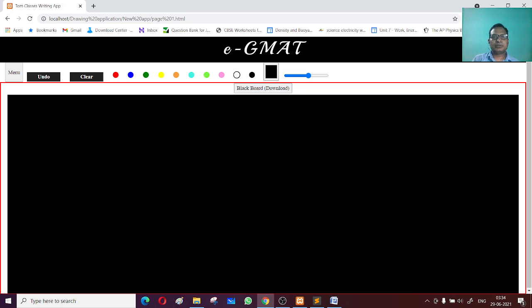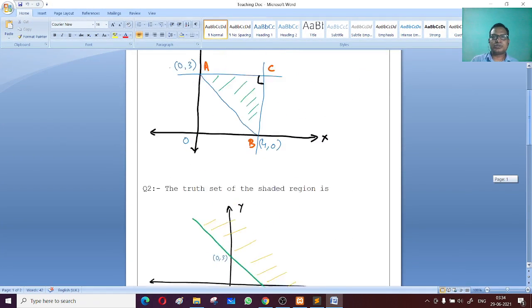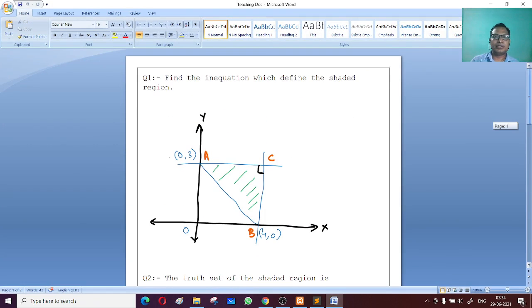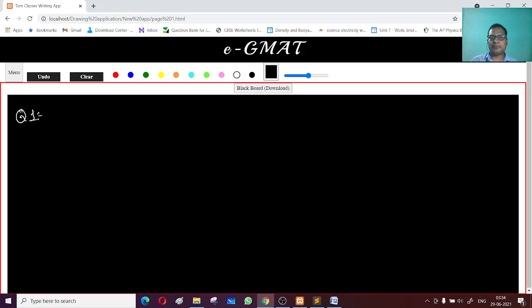So let's see. Here is the first question which I have got. I have to find the area associated with the following set of inequations, right? So let me draw this particular problem. It is like this.